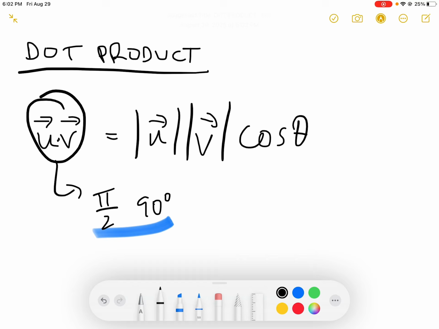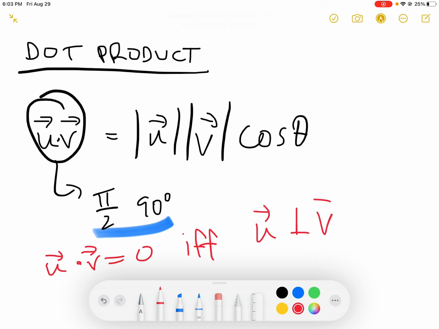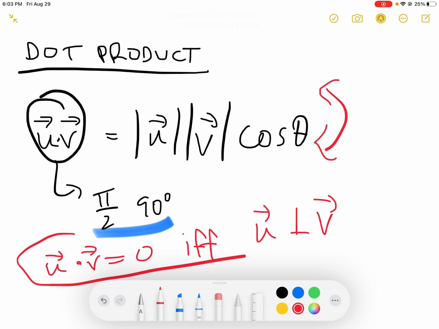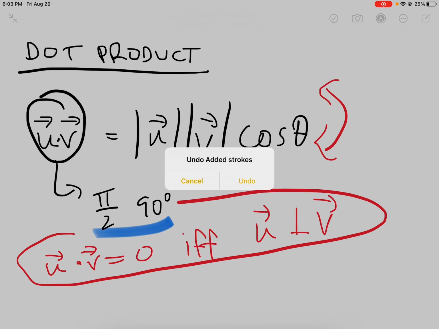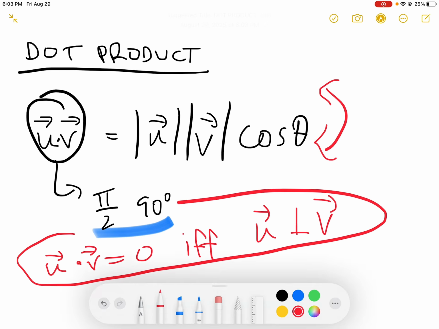So as a result, we can say that the dot product is going to equal 0 if and only if, that's what this IFF means, they are perpendicular to each other. So that means the other way around is true as well. That's the whole reason why I included this part right here, was to let you know that this red statement is true. So dot product of 0 is going to mean that they're perpendicular.